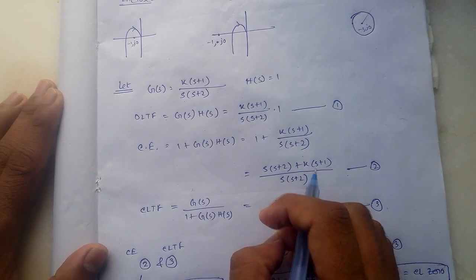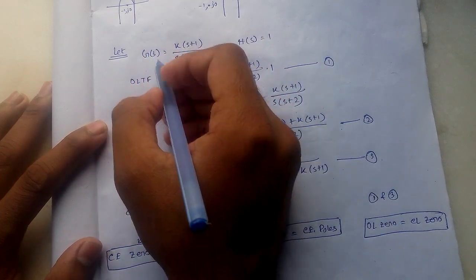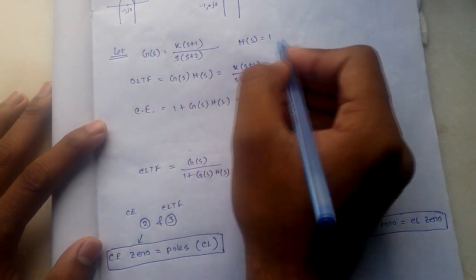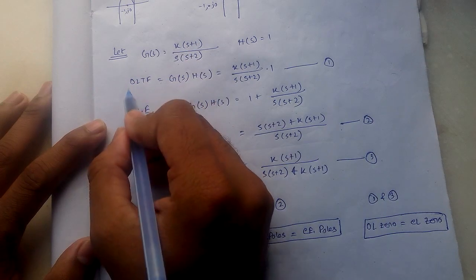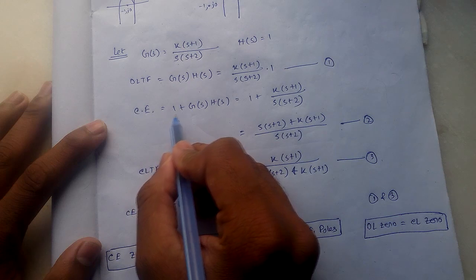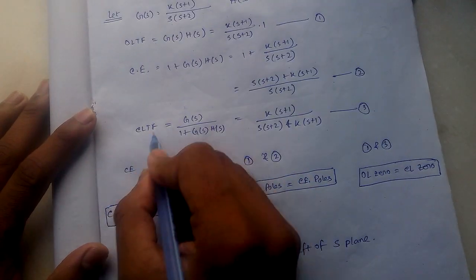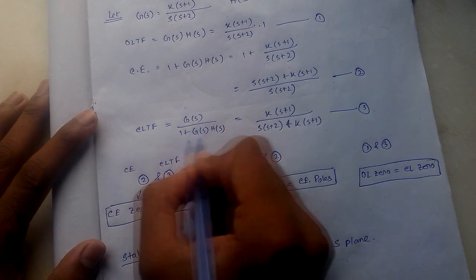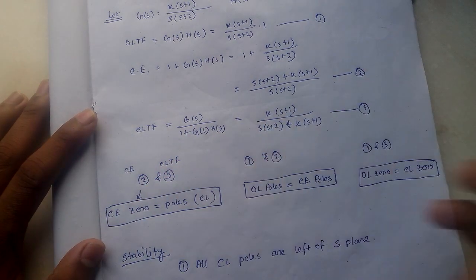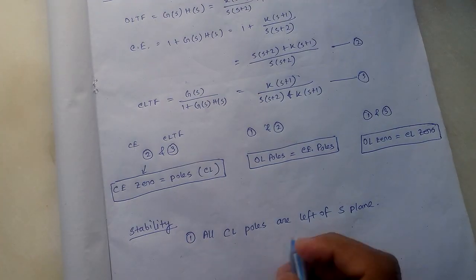Now we have to build up another concept. Let's take G(s) as this and our H(s) is unit H(s). So the open loop transfer function will look like this, and the characteristics equation 1 plus G(s)H(s) will look like this. And after that our closed loop transfer function, that will be G(s) by 1 plus G(s)H(s), will also look like this. Now at first compare 2 and 3. Secondly, the stability condition of nyquist plot.